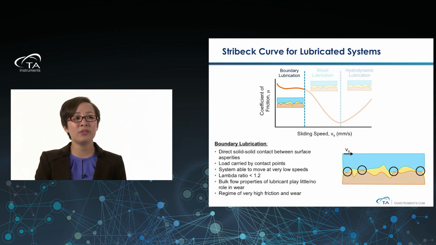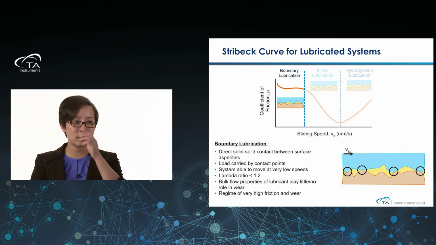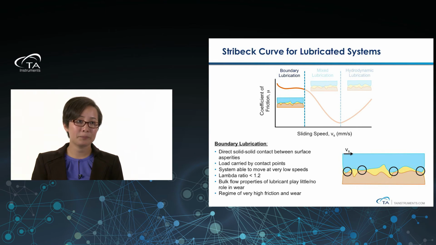You can see that the system is able to move at very low speeds in the boundary lubrication regime, and typically the lambda ratio is less than 1.2. That really means you have a very, very thin film layer compared to the surface asperities of your two surfaces. The bulk flow properties of the lubricant play little to no role in the wear because the lubricant is just in between the surface asperities, and all the load is carried by the contact points. So in this specific regime, we have a very high coefficient of friction, so it's a regime of very high friction and wear.